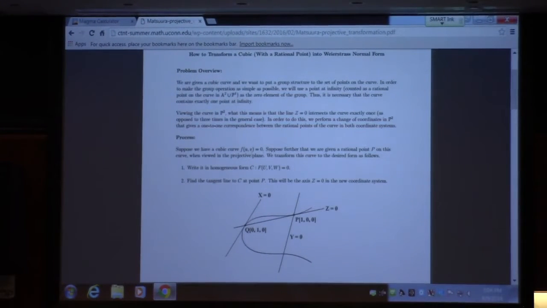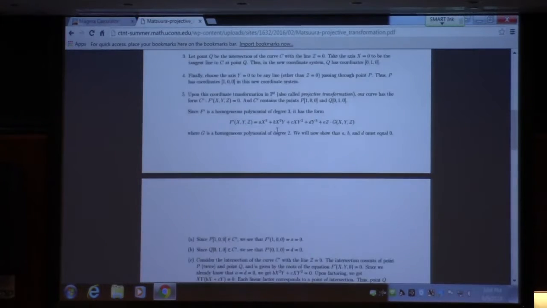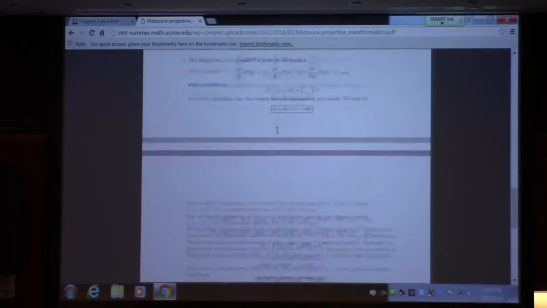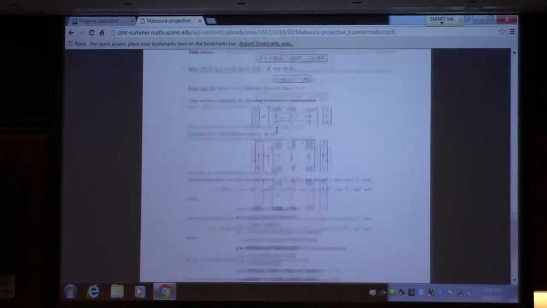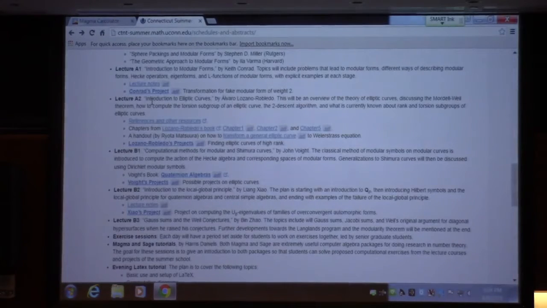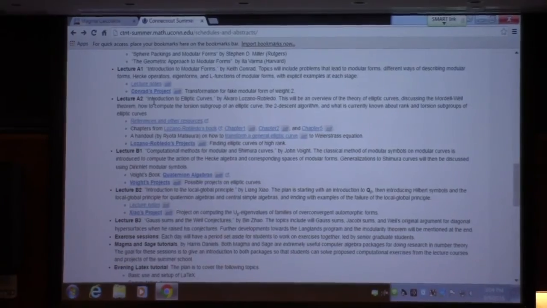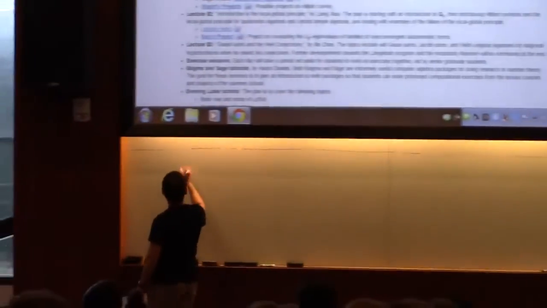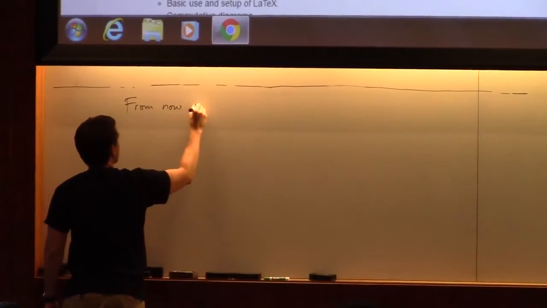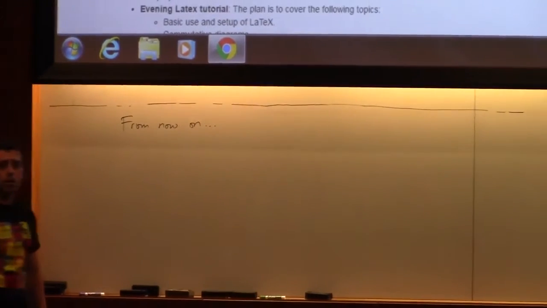There is a brief mention of this there, but Ryota really explained this in a lot of detail with a couple of explicit examples on how to do it. So if you're interested, I think it's actually a very nice argument, and you can learn how to do it. But from now on, we consider all the elliptic curves are given in Weierstrass form.